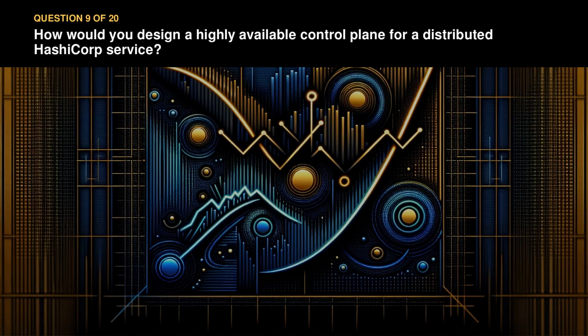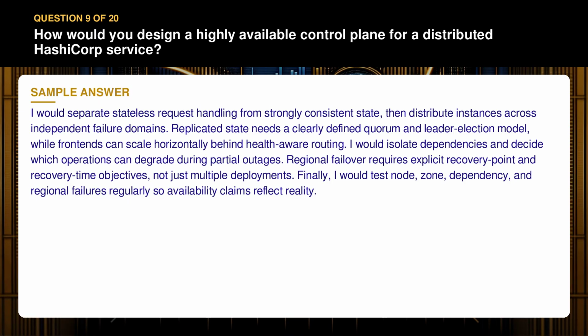Question 9. How would you design a highly available control plane for a distributed HashiCorp service? I would separate stateless request handling from strongly consistent state, then distribute instances across independent failure domains. Replicated state needs a clearly defined quorum and leader election model, while frontends can scale horizontally behind health-aware routing.